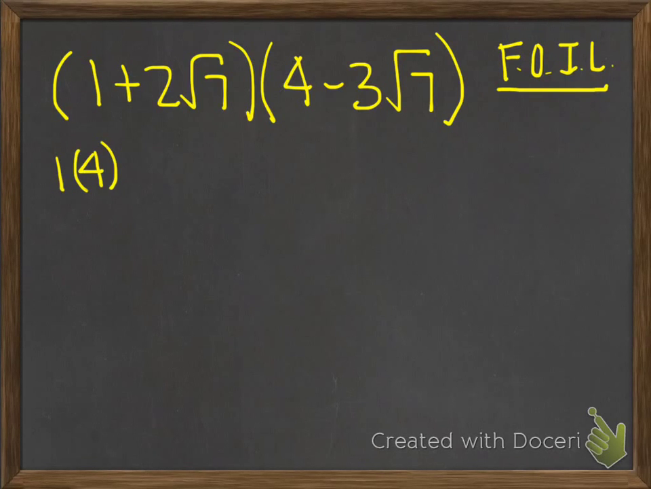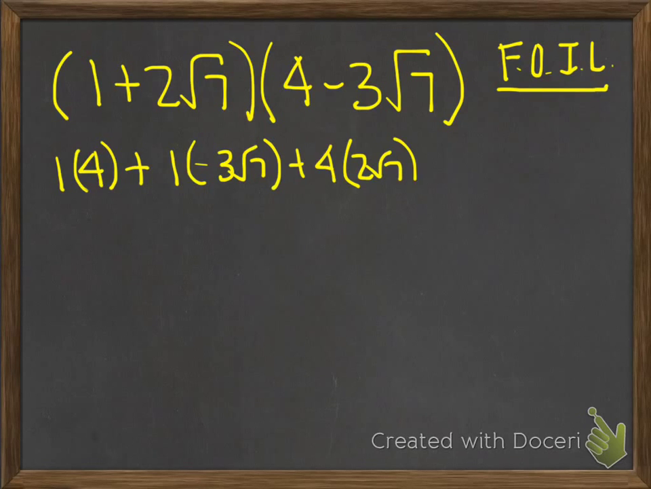The outer is 1 times negative 3 square root of 7. The inner, 4 times 2 square root of 7. And our last would be 2 square root of 7 times 3 square root of 7.